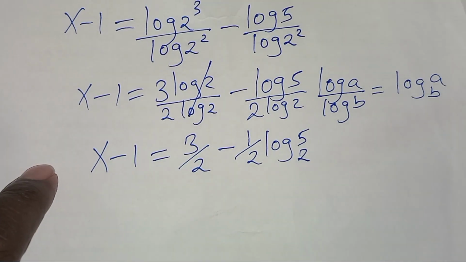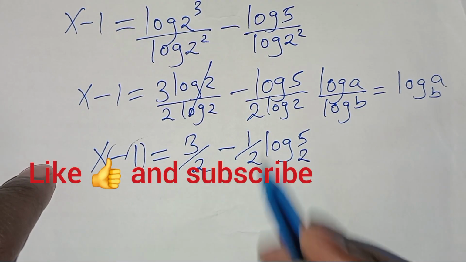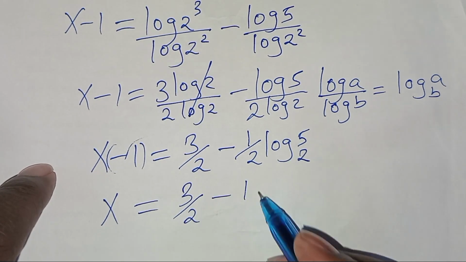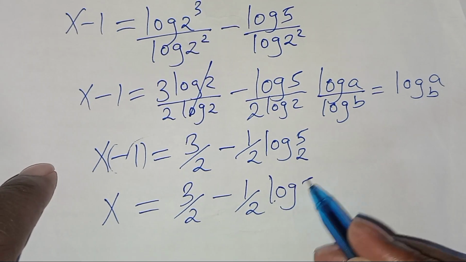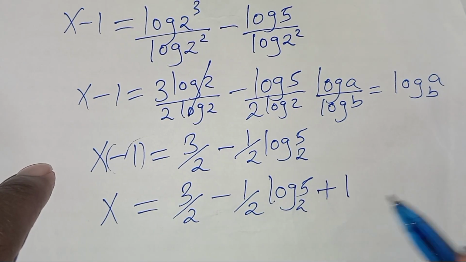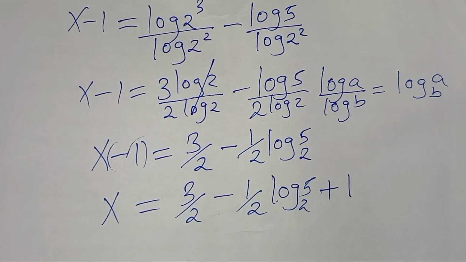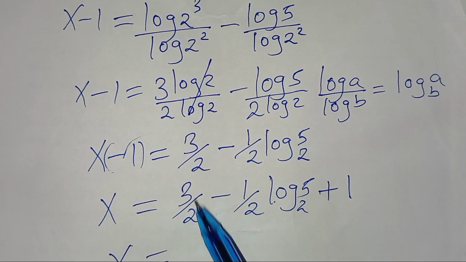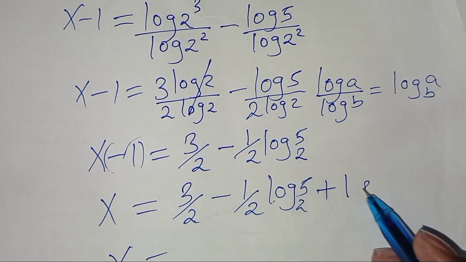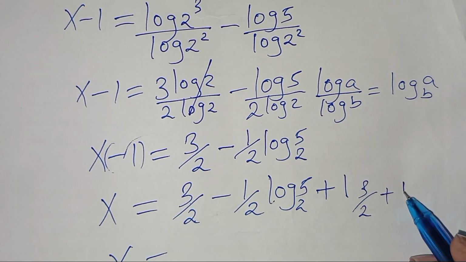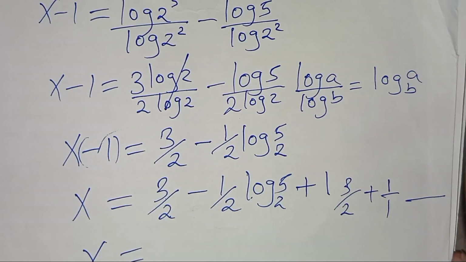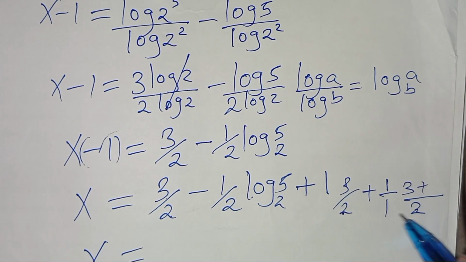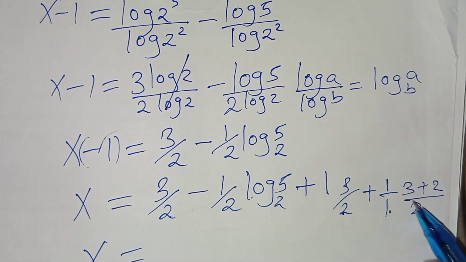Now the next step here is we take negative 1 to the right hand side so that x is equal to 3 over 2 subtract half log 5 to base 2 plus 1. So here we'll have x is equal to 3 divided by 2 plus 1. The LCM here is 2. 2 divided by 2 is 1, 1 times 3 is 3, plus 2 divided by 1, 2 times 1 is 2. So this is 5 over 2.